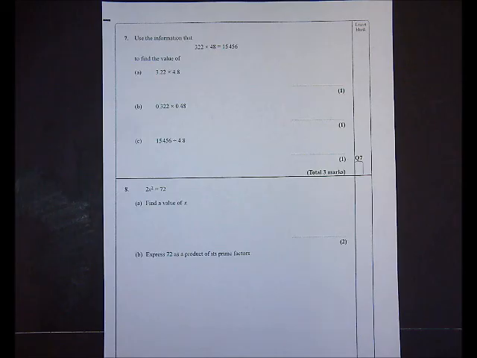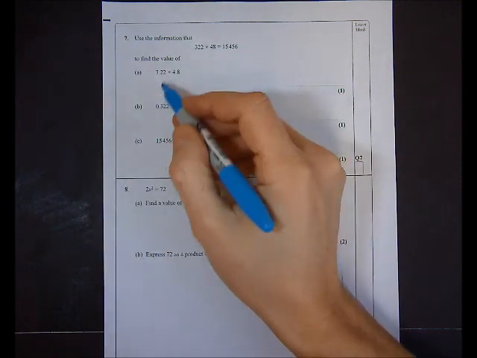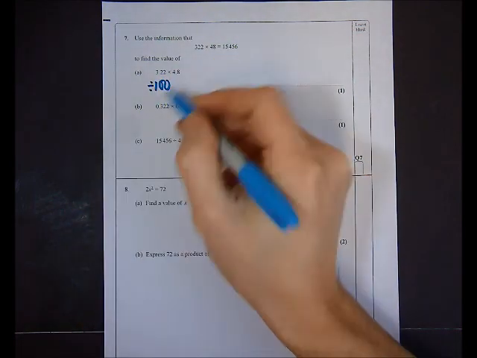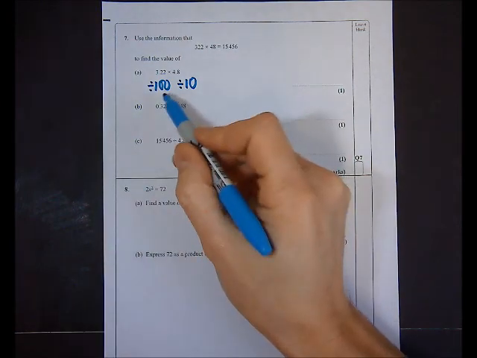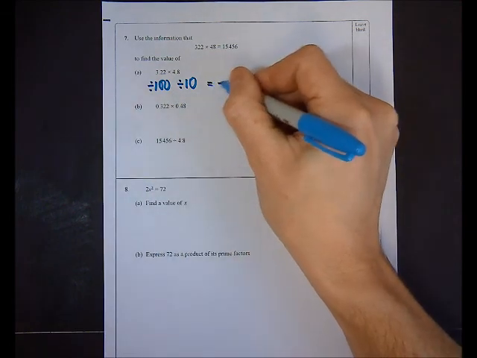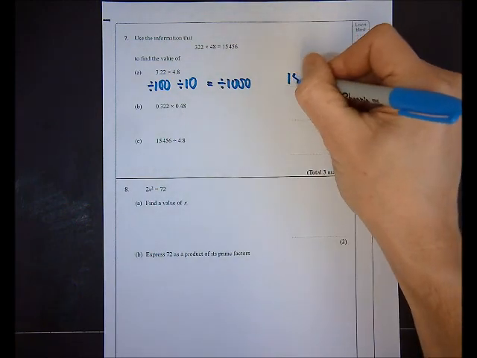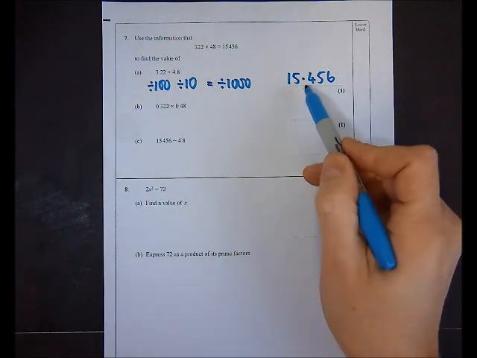On question 7, I'm given that 322 times 48 is 15,456, and I'm asked to find the value of, in part A, 3.22 times 4.8. Well, 3.22 is 100 times smaller than 322, and 4.8 is 10 times smaller than 48. So I'm going to divide my answer by 100, and then I'm going to divide my answer by 10 from what I had originally, which is the same as dividing by 1,000 altogether. So if I divide this by 1,000, I'm going to get 15.456. All of the numbers have jumped over the decimal place 3 times.